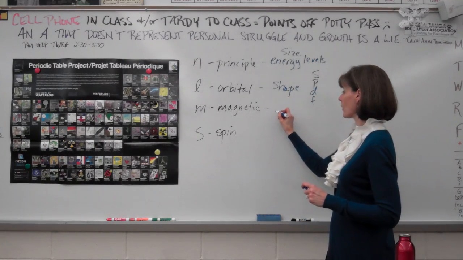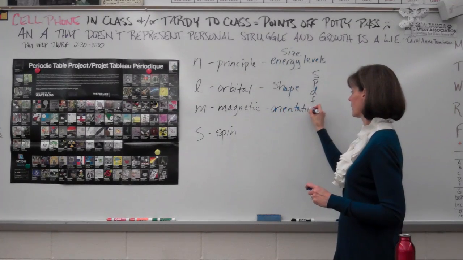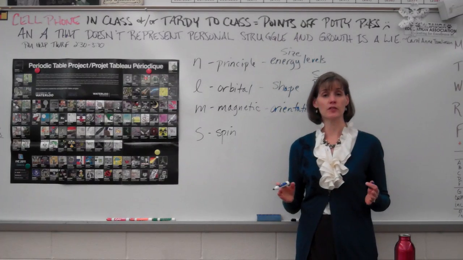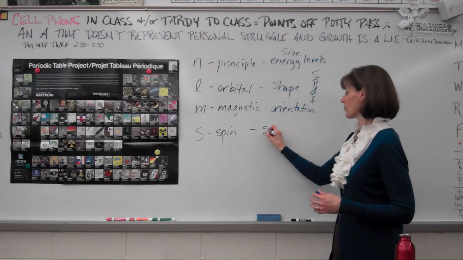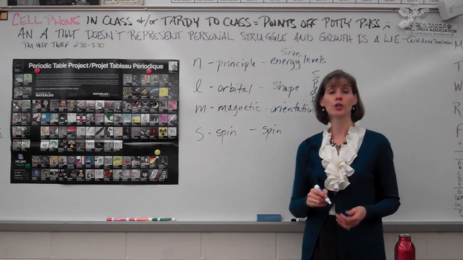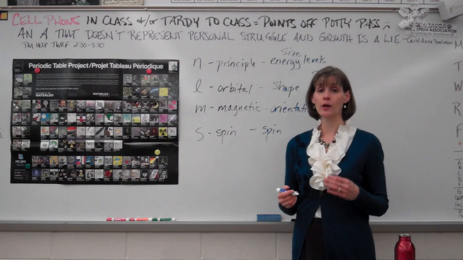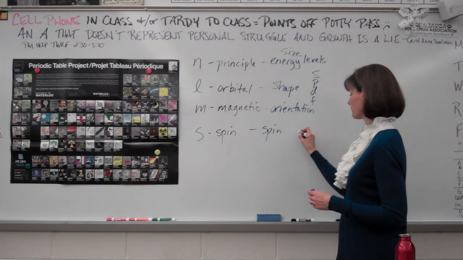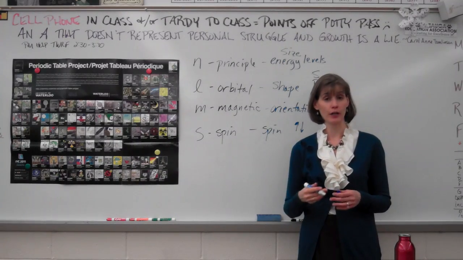The magnetic quantum number shows the orientation in space around the XYZ axis. And the spin quantum number, again, it's the easiest one, shows the spin. The electrons are either spinning clockwise or counterclockwise. And we've designated that with arrows, up arrows and down arrows to show one direction or the other.